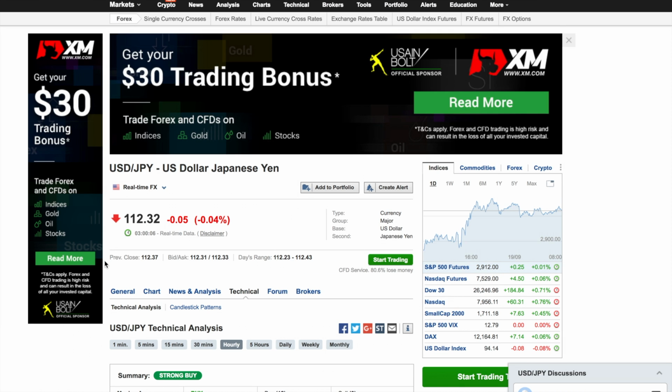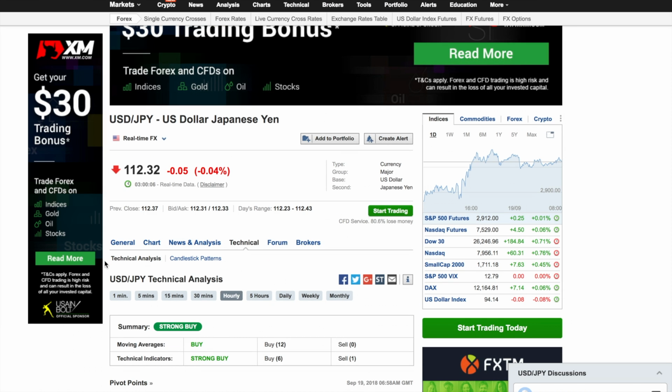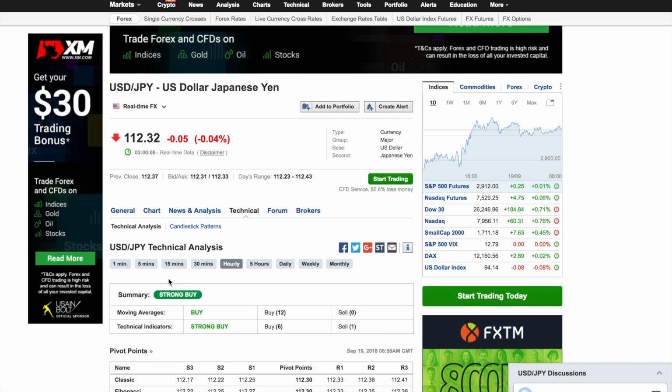And then once you are here, you're going to want to go to technical analysis. And then basically what we're going to be doing is looking for a directional bias, and then looking for the opposite to be happening on the time frame we want to trade. So for example, on the hourly we have a strong buy for the technical analysis. On the 30-minute chart it's neutral, 15-minute chart neutral, neutral on the 5-minute. 1 minute is a strong sell.